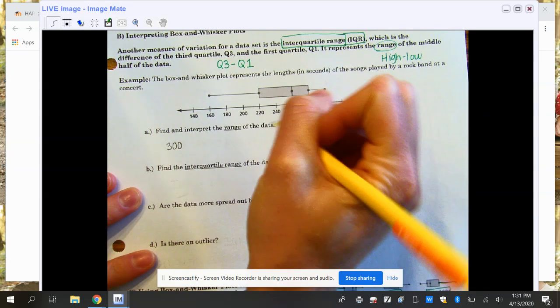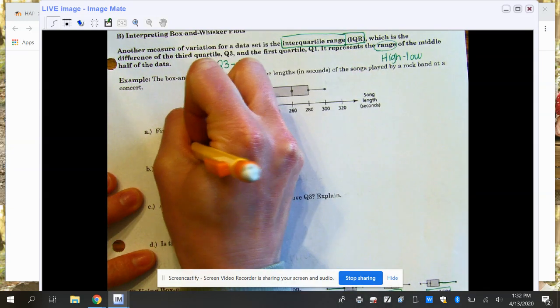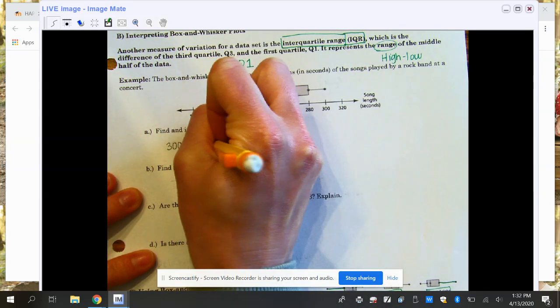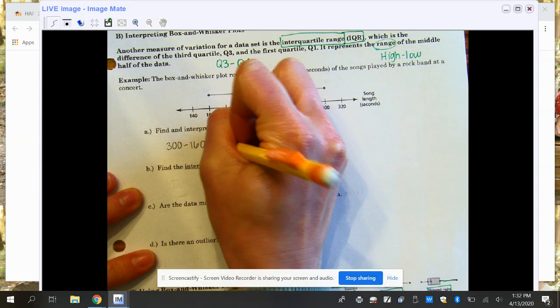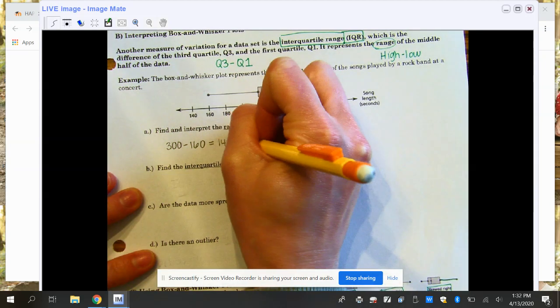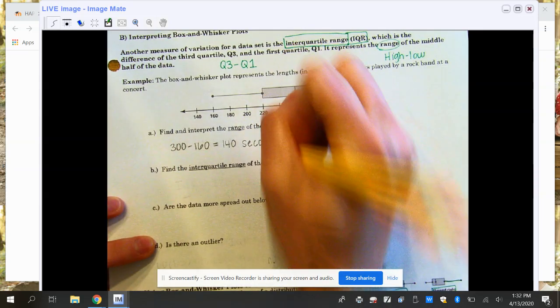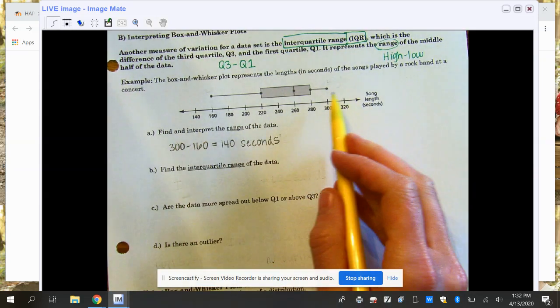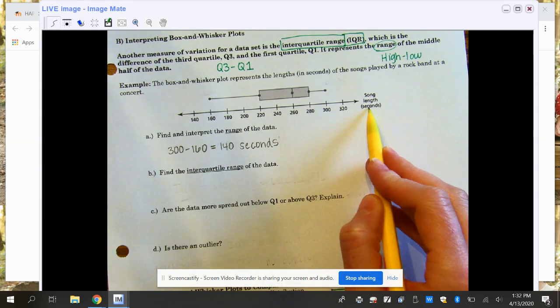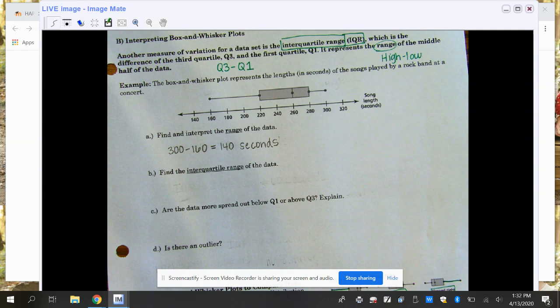So if I wanted to do that, I would do 300 minus 160, which would be 140 seconds. So what that tells you is that the difference between the shortest and the longest song played at this concert is what, 2 minutes and 20 seconds.